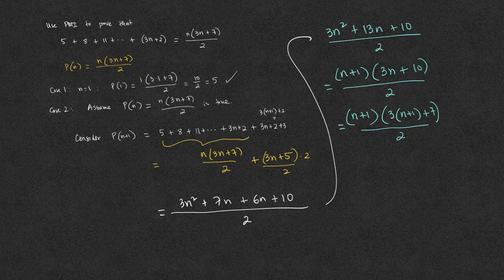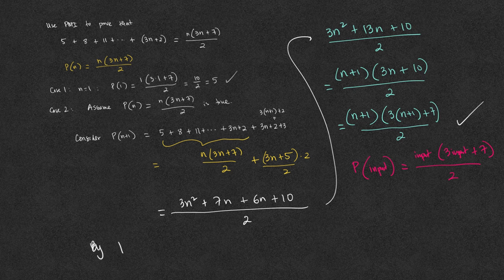If we were to think about the general statement at the input, then P of the input equals the input times (3 times the input plus 7) over 2. And with the input being n + 1, this statement is true. Because of this, we can say that the induction case is true as well.